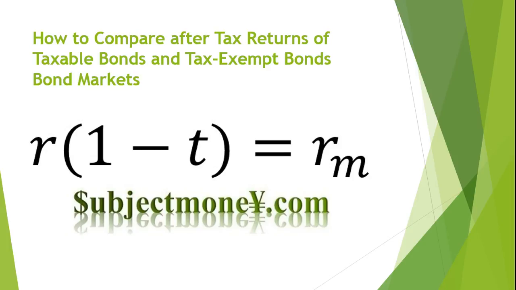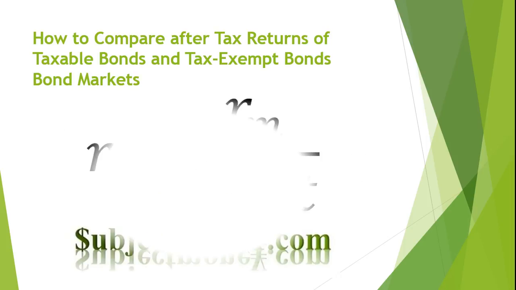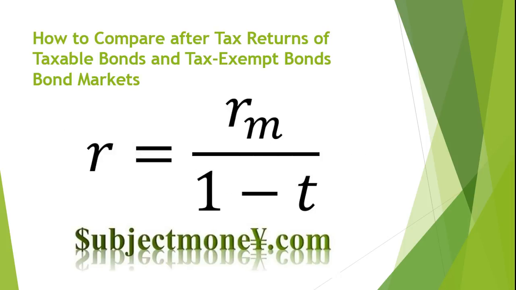Another way to compare taxable bonds with non-taxable bonds is to find the equivalent taxable return. We let R represent the before-tax return offered by the taxable bond, T represent the combined federal and local taxes that the return on the taxable bond is subject to, and RM represent the return offered on the tax-exempt municipal bond. To find the equivalent taxable return, our formula is R equals RM over (1 minus T). Thus, it is simply the tax-exempt yield divided by (1 minus T).